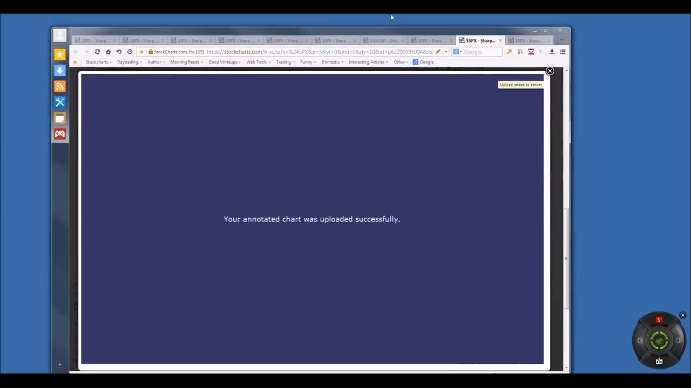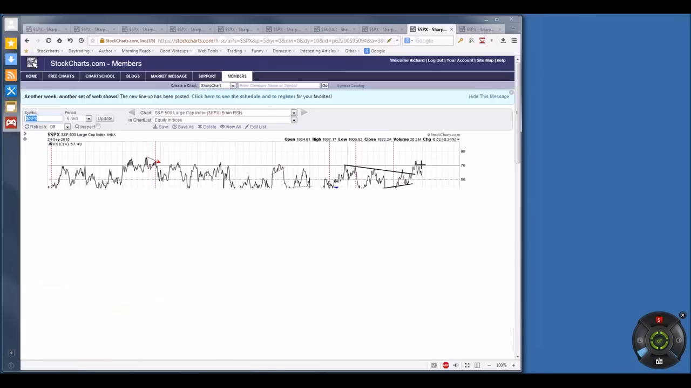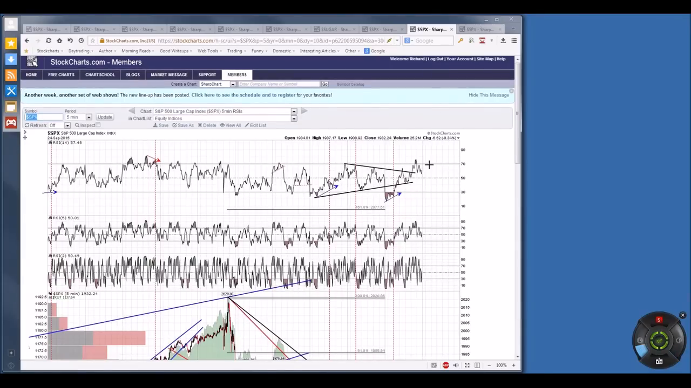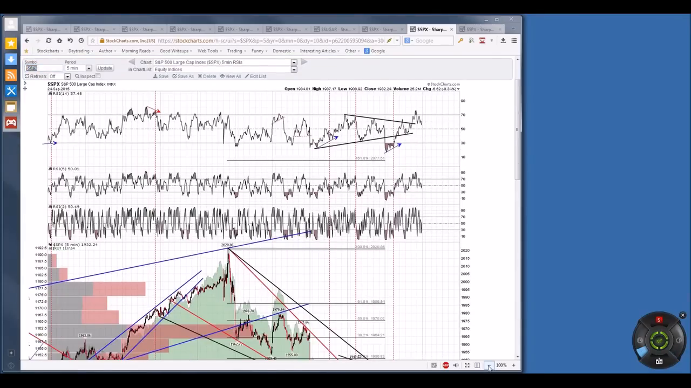Right. Let's have a look at patterns. Now, first, I'm just going to cover something that Stan was looking at, and that's just my view on triangles. We had a beautiful example, which I would like to show you over the last day.